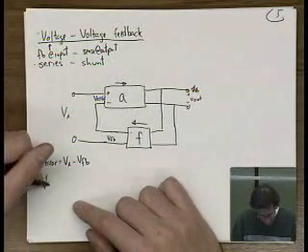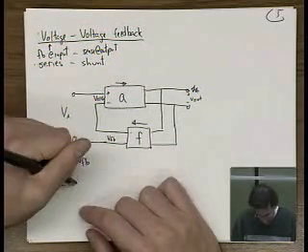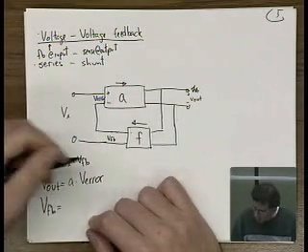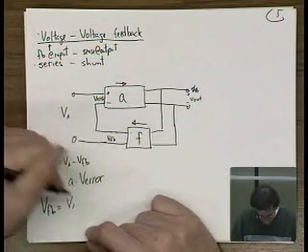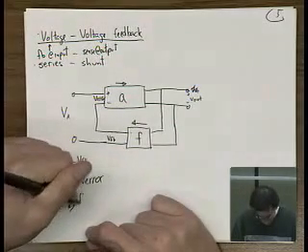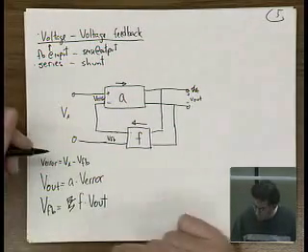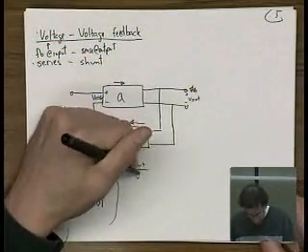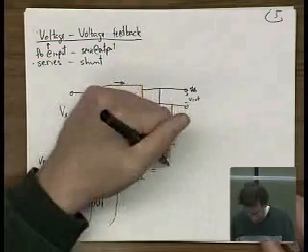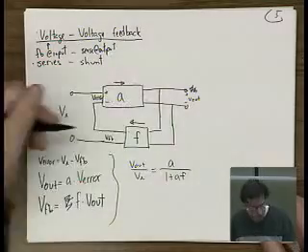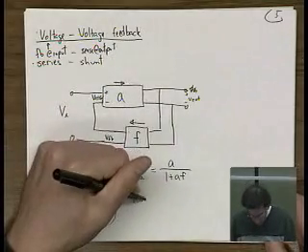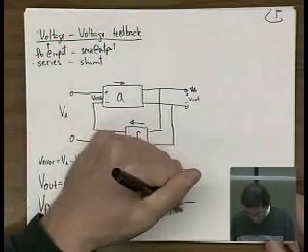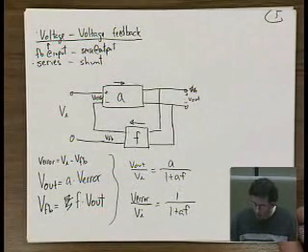And what we can also see is that V out is equal to A times V error, and VFB is equal to F times V out. Okay? You can solve this, and as you expect, V out over VI is going to be equal to A over 1 plus AF. Something else that's interesting is that V error over VI is going to be equal to 1 over 1 plus AF. Okay? So what does that mean?